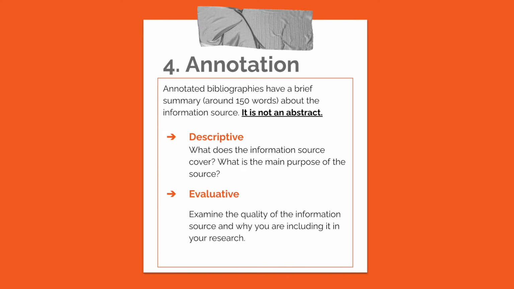So the actual annotation. The annotation of an annotated bibliography is a little different than an abstract. It is usually just around 100 to 150 words that briefly summarizes the work or the part of the work that you're choosing to use. You want to describe what's in it, what the information source covers, and what the point of it is, what the purpose is. And it also gives you a chance to evaluate the source.